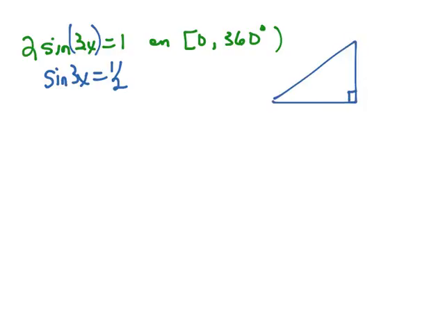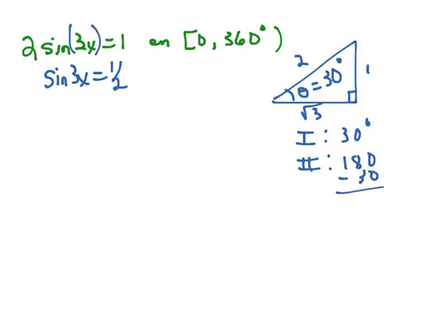Thinking back to our special triangles, sine is equal to opposite over hypotenuse, which means this third side would be the square root of 3. And that matches up with a reference angle of 30 degrees. Now, sine is positive in quadrant 1, which would give us 30 degrees, and in quadrant 2, a reference angle of 30 degrees would be 180 minus 30, which would give us 150 degrees. So 3x is going to be equal to 30 degrees and 150 degrees.